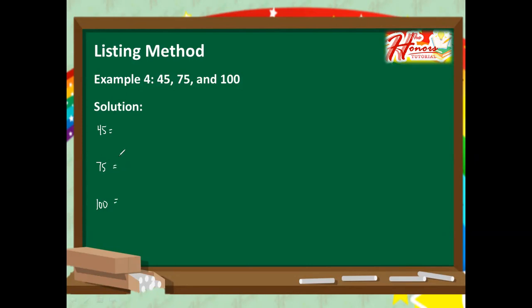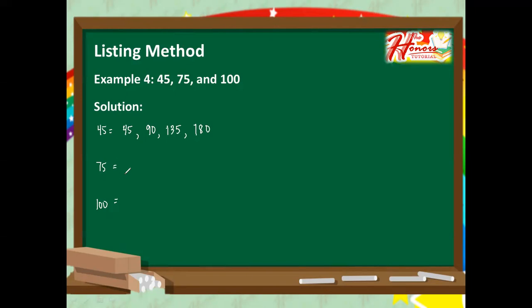Let's start with 45. 45 times 1, that's 45. 45 times 2, that's 90. How about 45 times 3? That's 135. How about 45 times 4? That's 180. Let's stop here. Let's continue it later if there's no number that is similar to 45, 75, and 100.